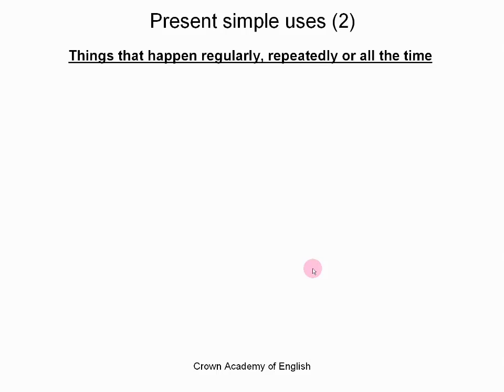So on this slide, we're going to have a look at another major use of the present simple tense. And it's for things that happen regularly, repeatedly, or all the time. Okay, so something that's a habit, something that occurs or happens regularly or often. So again, let's have a look at some examples.